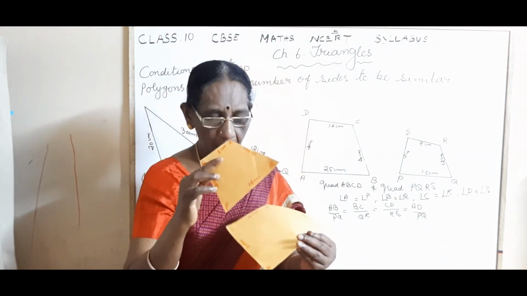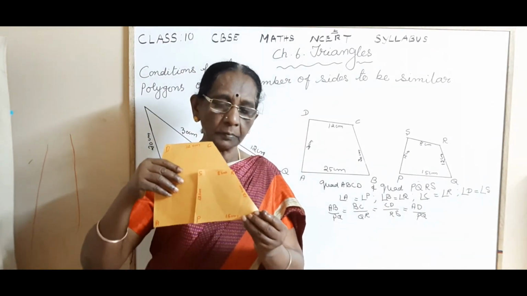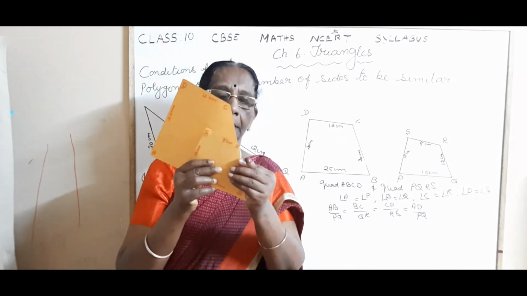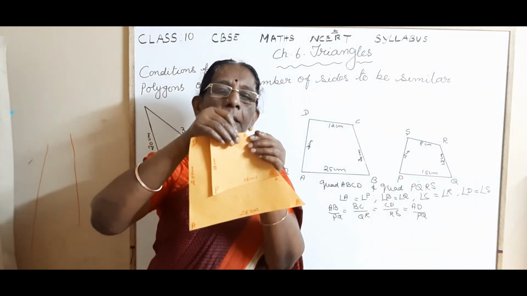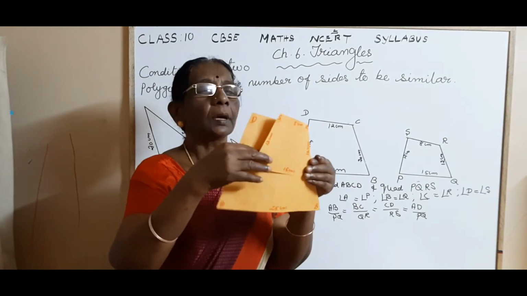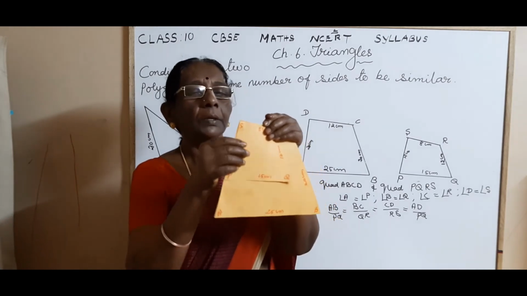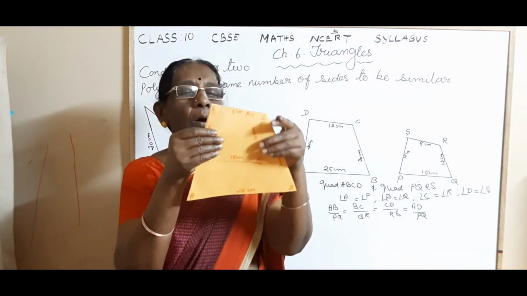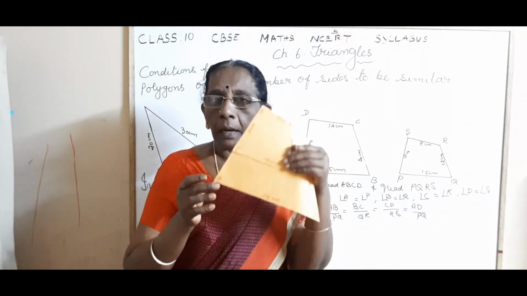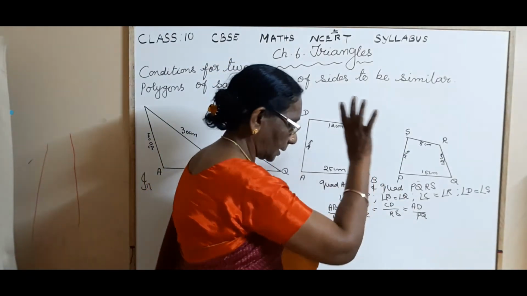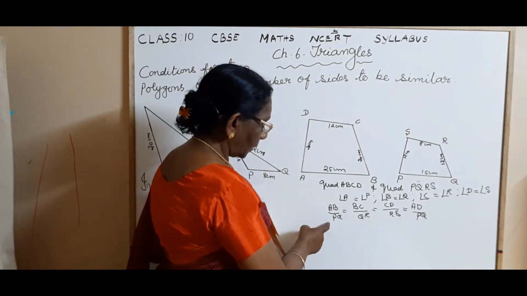In the same way, angle B and angle Q. Are they equal? Yeah, they are equal. And angle C and angle R, are they equal? Yeah, they are equal. And angle S and angle D, are they equal? Yes, they are equal. All the four angles are equal when we are superimposing one angle on the other. Therefore, the first condition is satisfied. Now, second condition. AB by PQ should be equal to BC by QR.